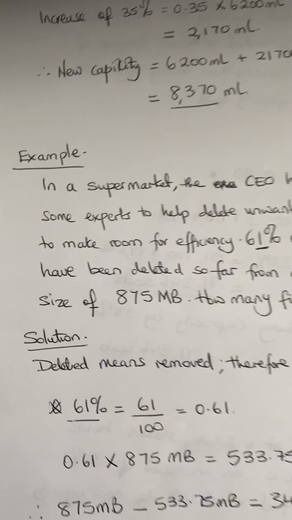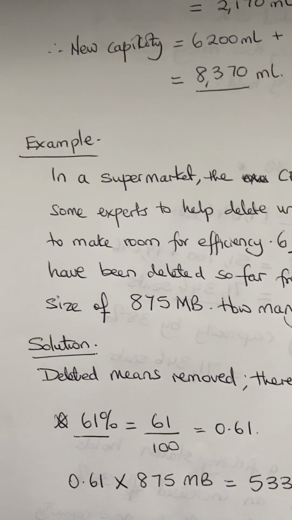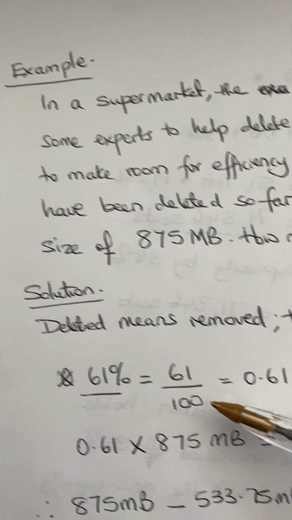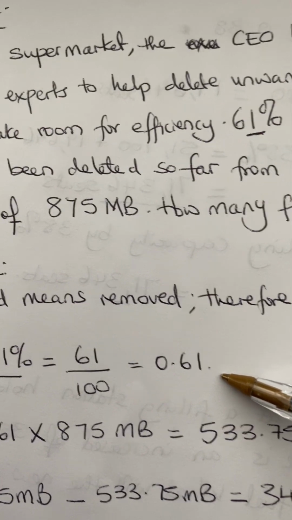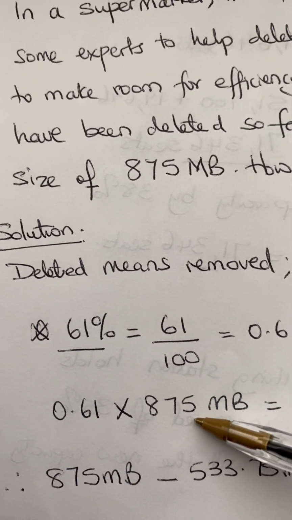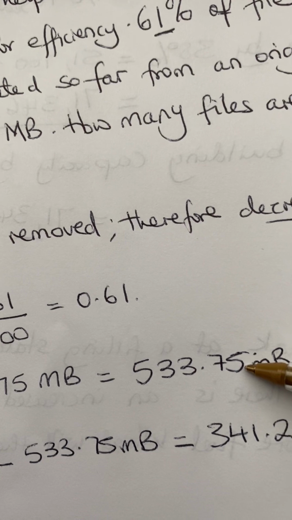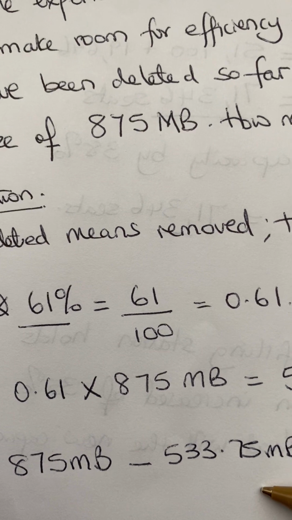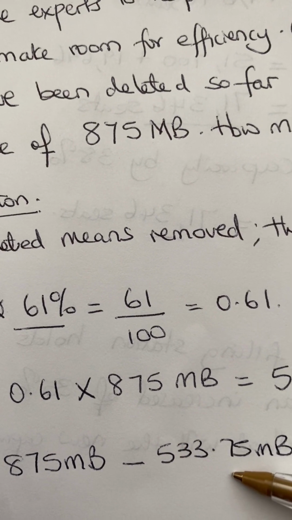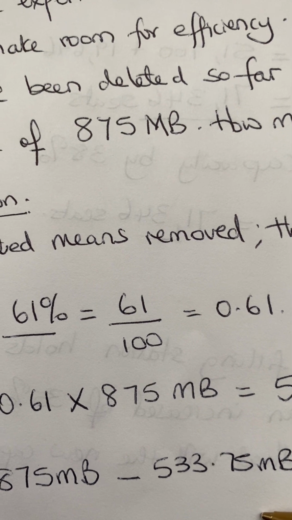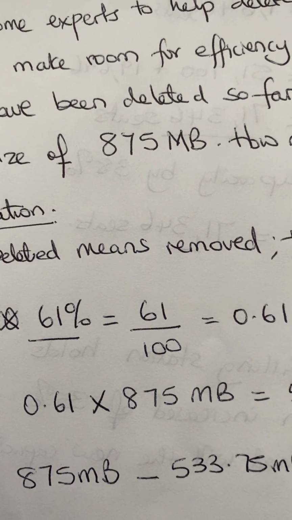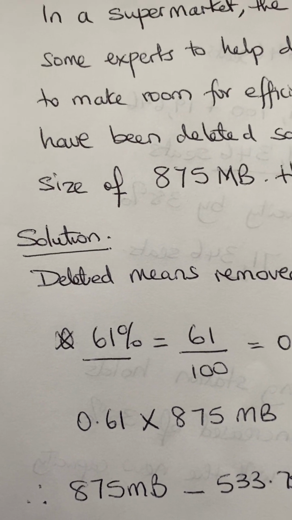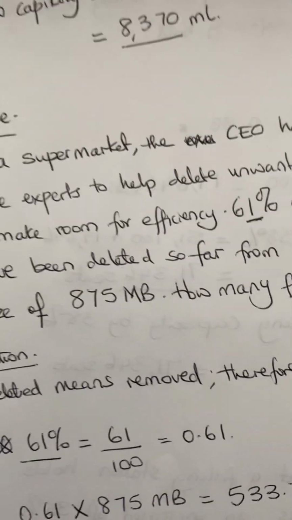Okay, so today we've looked at this straightforward. We change the percentage into a decimal form, multiply by the original number. Whatever we get, the answer, in this case we had to subtract because it was decreased or deleted. In the first two instances we had to add. Okay, so this is what I wanted to show you for today.